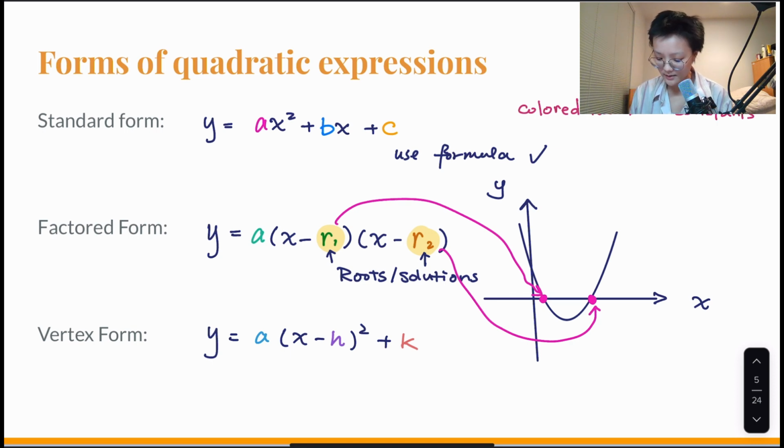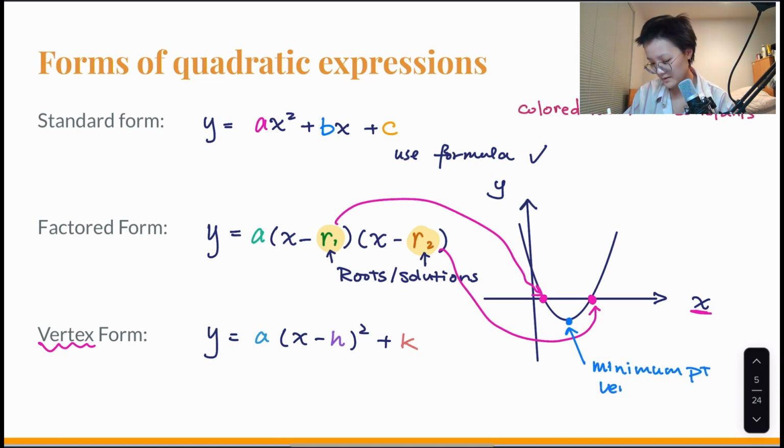Okay, the third one, the vertex form. As its name suggests, it shows the vertex. What is the vertex? The vertex is this point on the parabola, which is also on its axis of symmetry. So it's either its minimum point, as in this graph, or the maximum point if it opens downward.